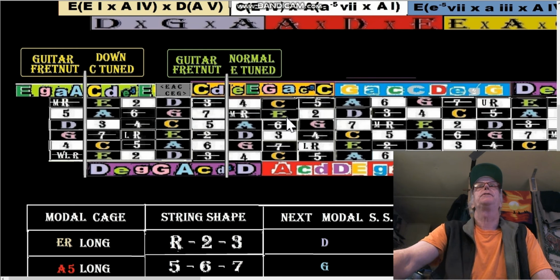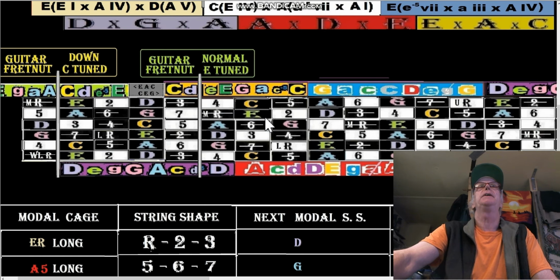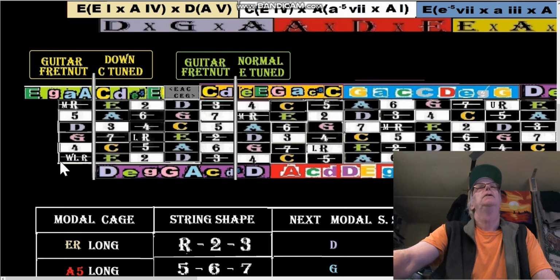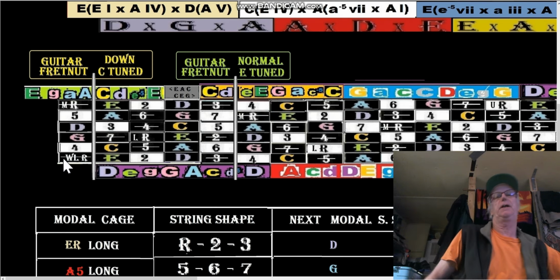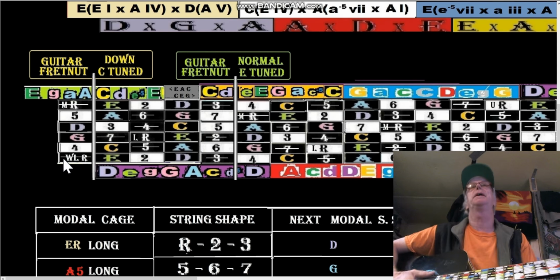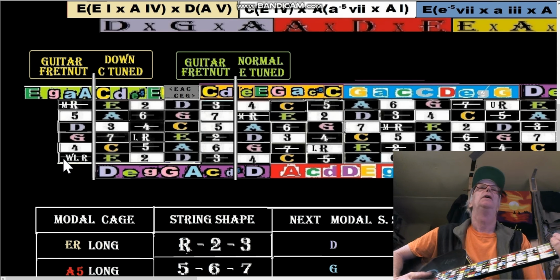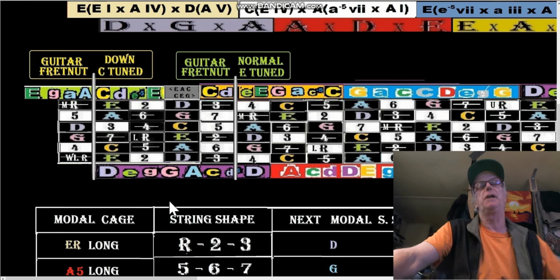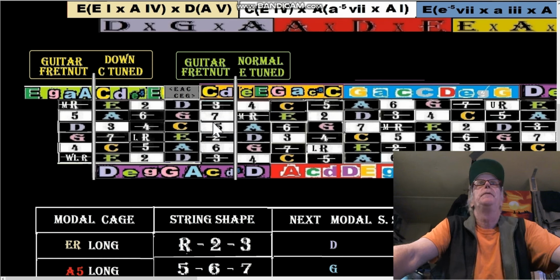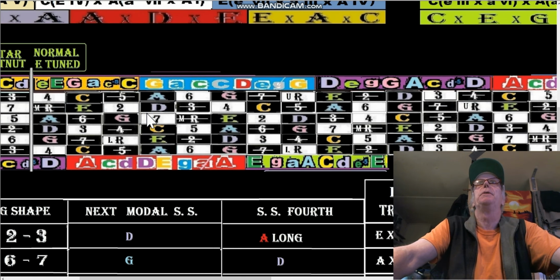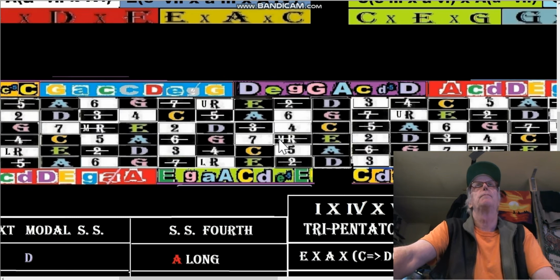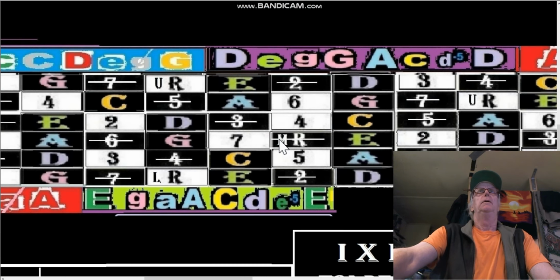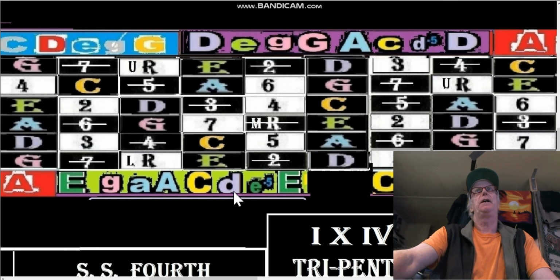If we want to start on root, we'll go to the E cage, which is over here. Here's a way low root. That's why I like my guitars down tuned. The problem is that with the short cages in the pentatonic cage system, we can't go below the fretboard. So if we start at root, we'd have to start up an octave here. So let's look at that. This is the pentatonic E cage here, and it's done with the modals here.